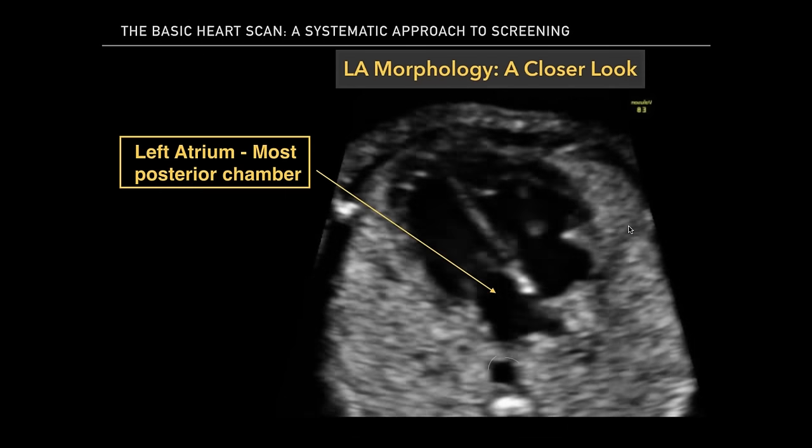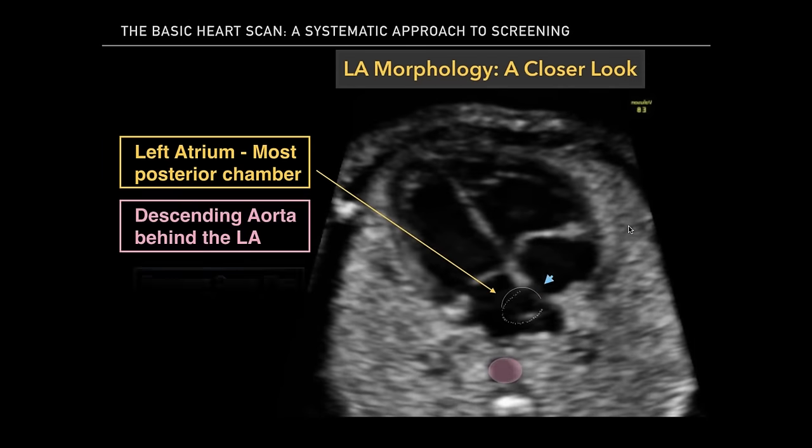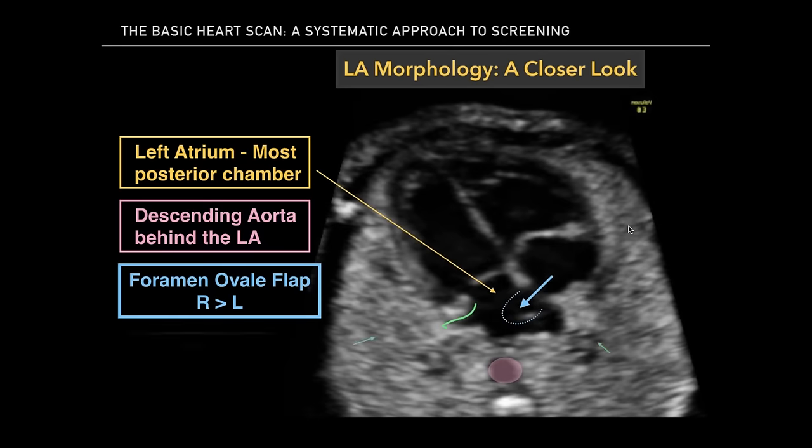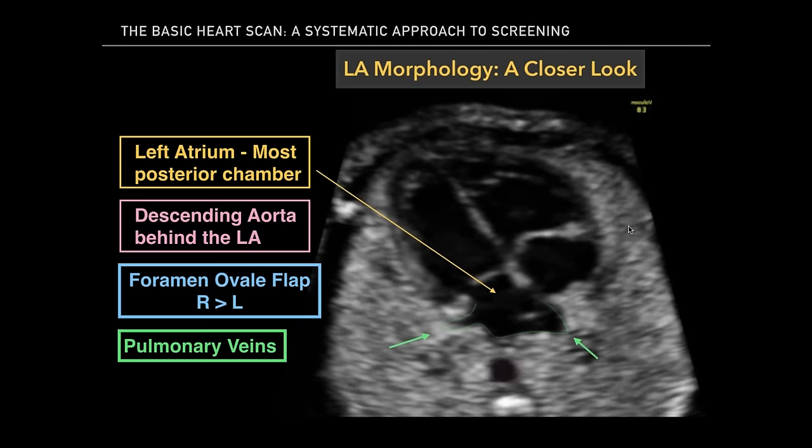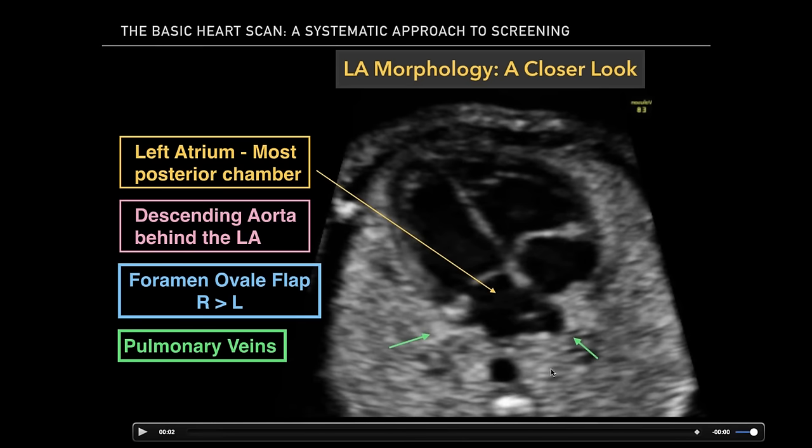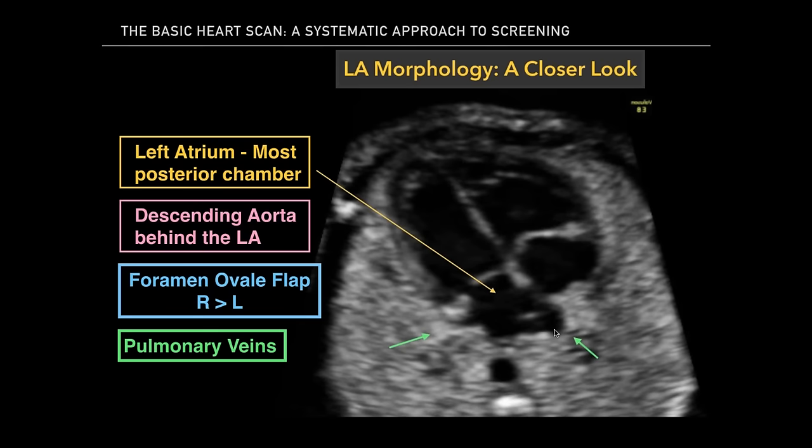Now moving into the left atrial morphology. The left atrium is the most posterior chamber. And here we also see the descending aorta, which is behind the left atrium with no vessels in between. You also want to keep in mind the proximal distance of the descending aorta to the left atrium. We also see the foramen ovale flapping from right to left, and also the pulmonary veins, which are slit-like structures actually entering into the posterior wall of the left atrium.